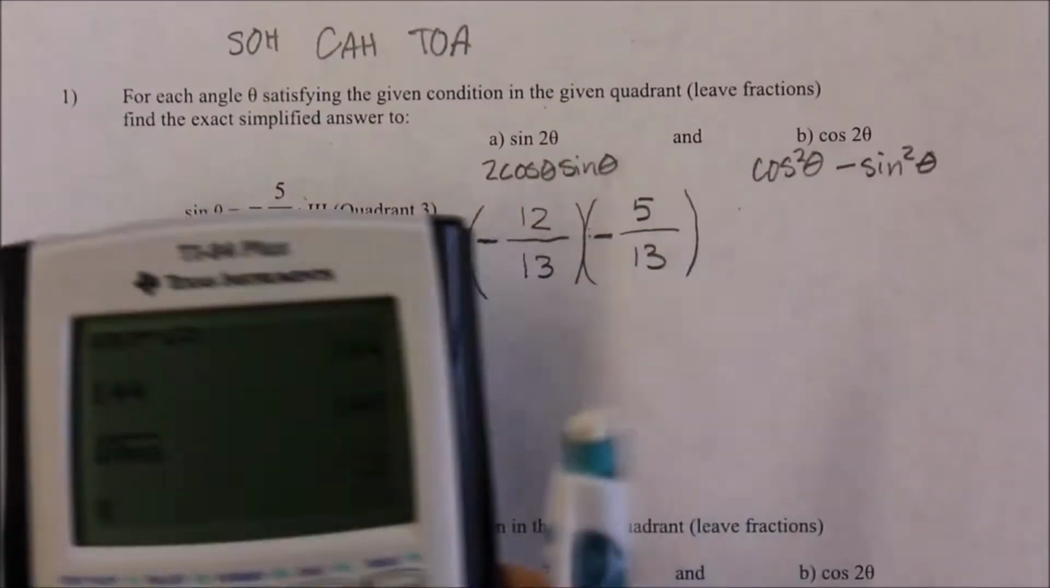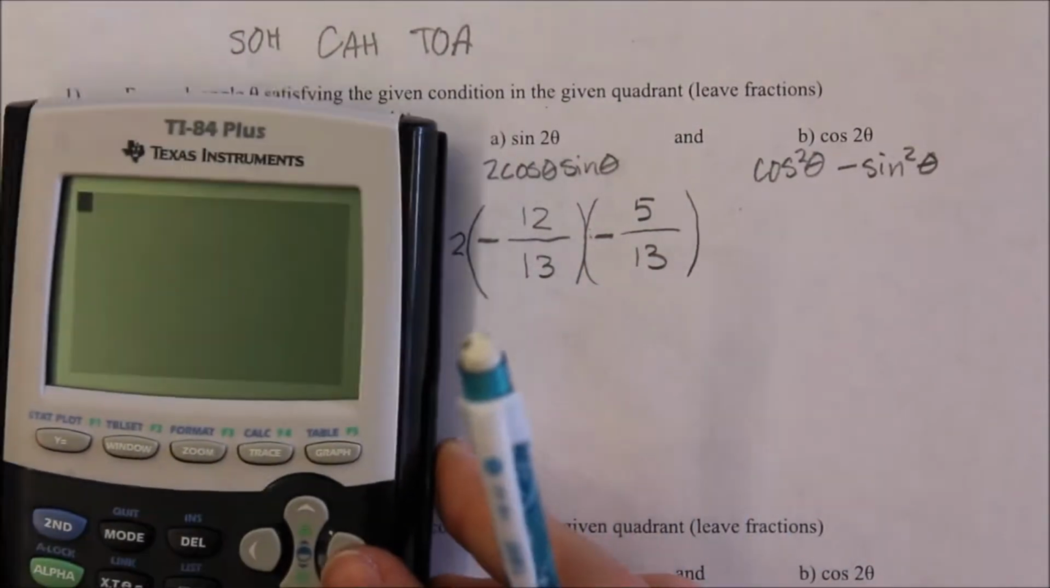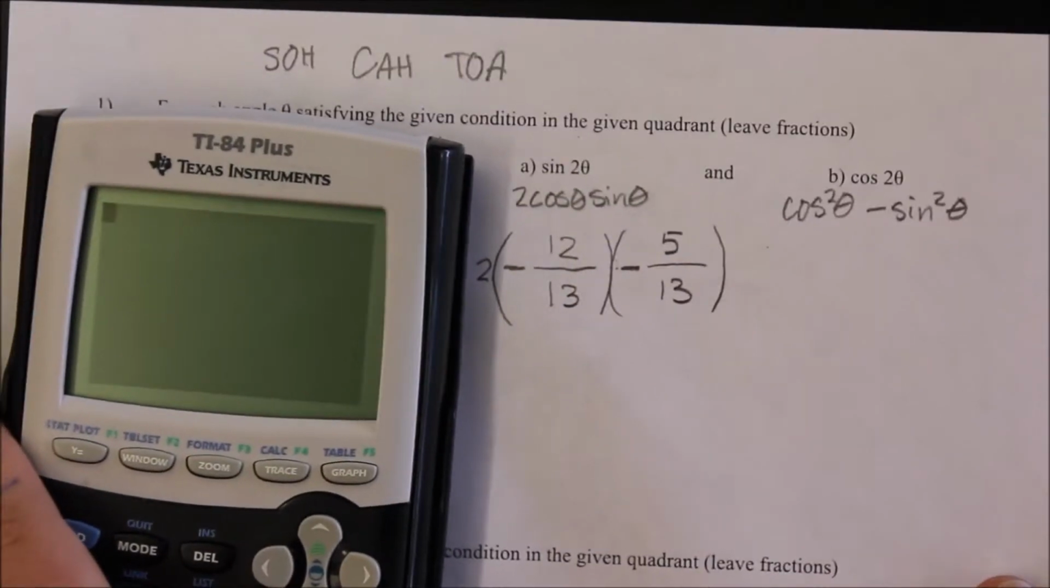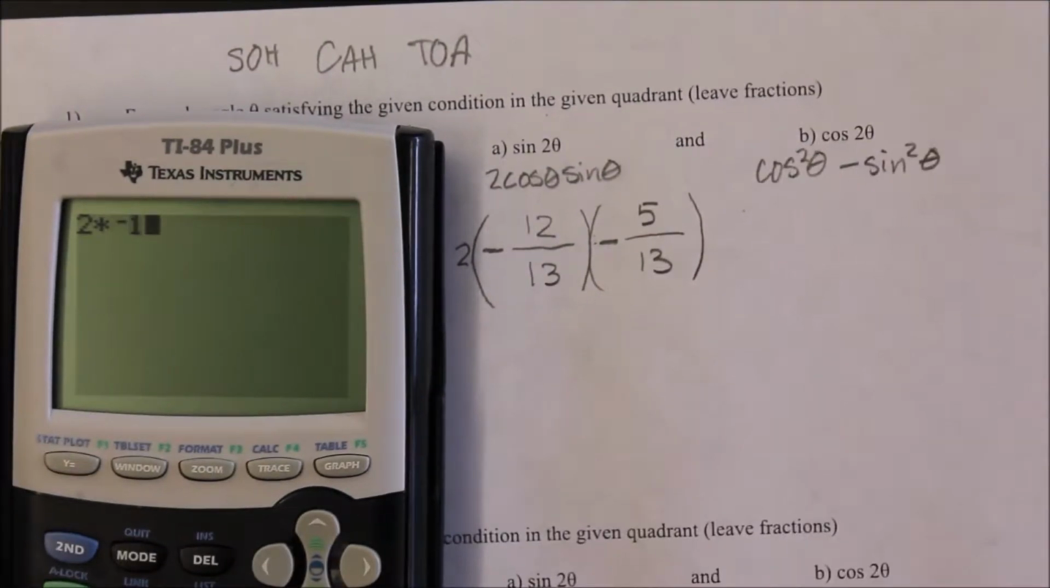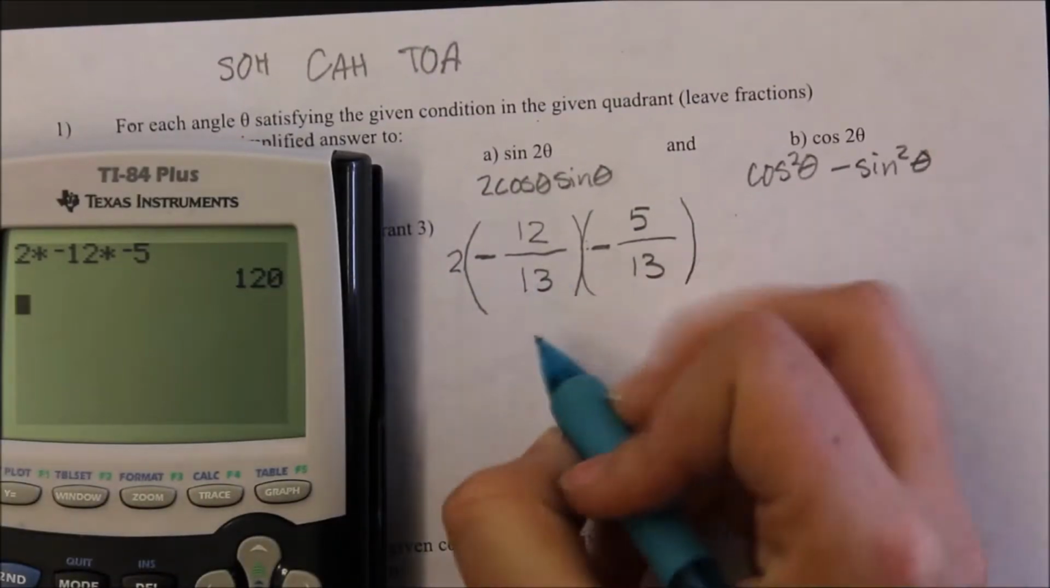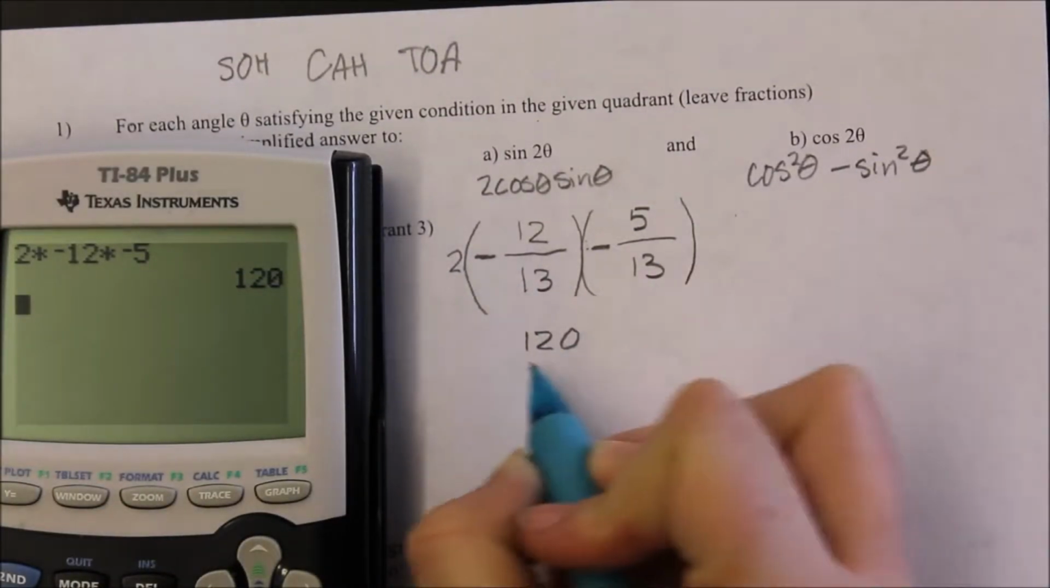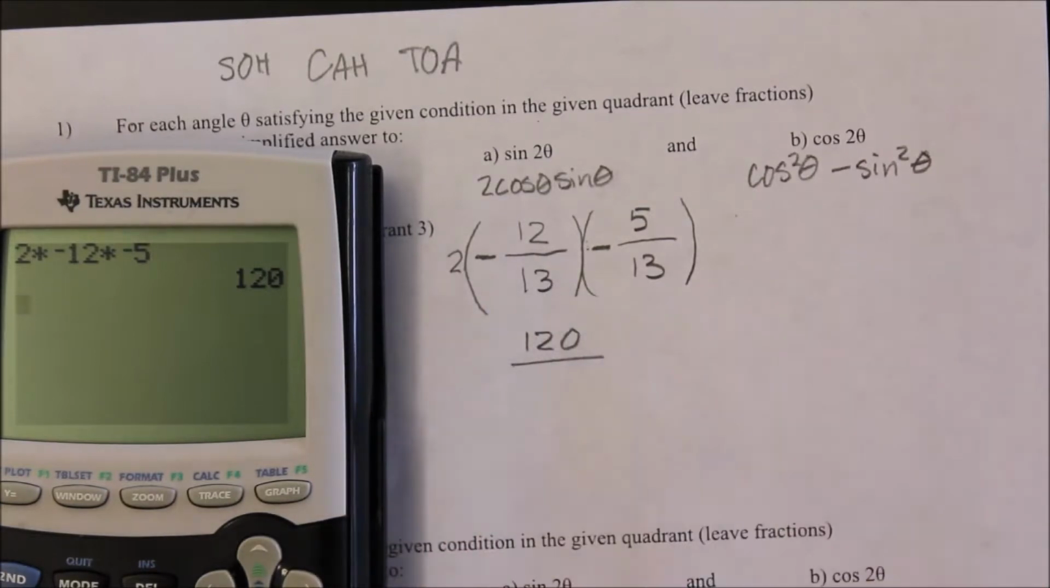So always remember that. And now we just multiply all the numerators, which is 2 times negative 12 times negative 5, which is 120, all over all the bottoms multiplied.